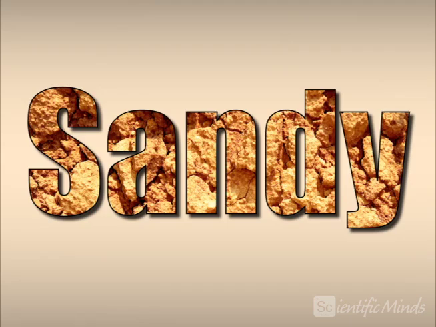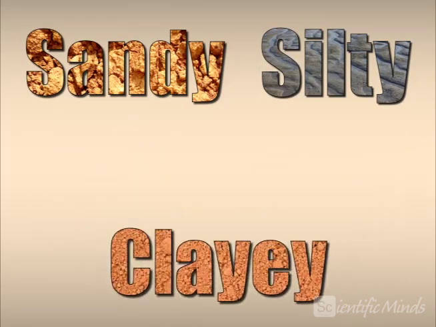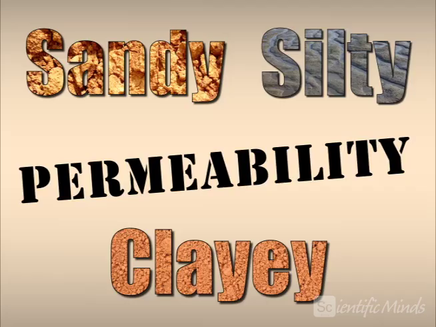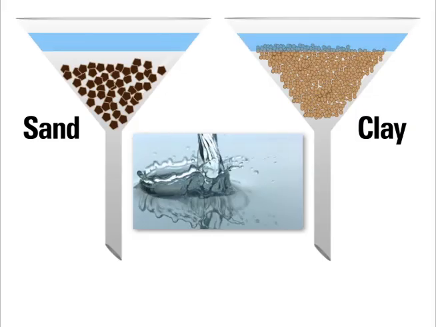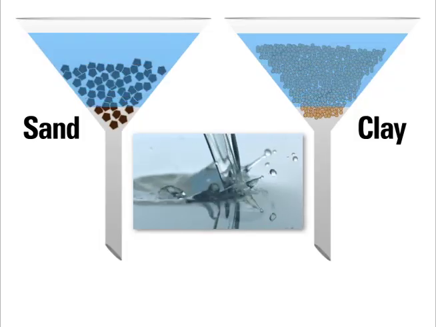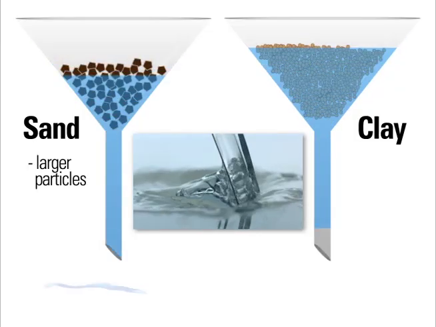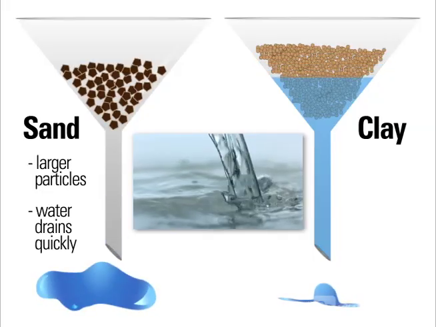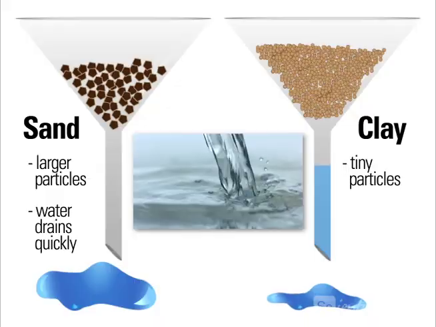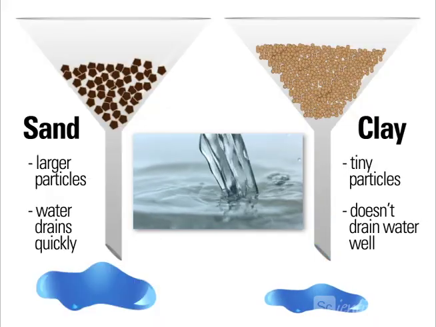Categorizing soil as sandy, silty, or clayey can help you determine the soil's permeability. Permeability is a soil's ability to drain water. A sandy soil has larger particles, so it has a high permeability. Water drains through it quickly. Clay has very tiny particles, so it has a low permeability. It doesn't drain water well.